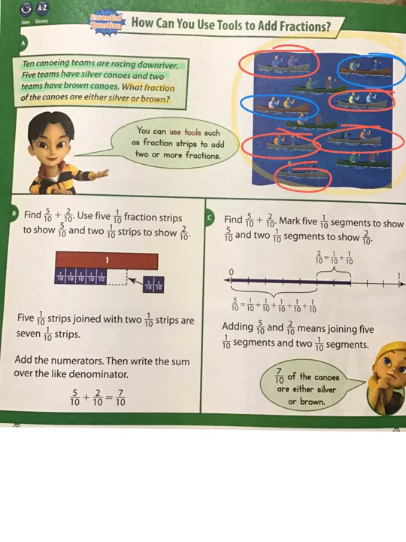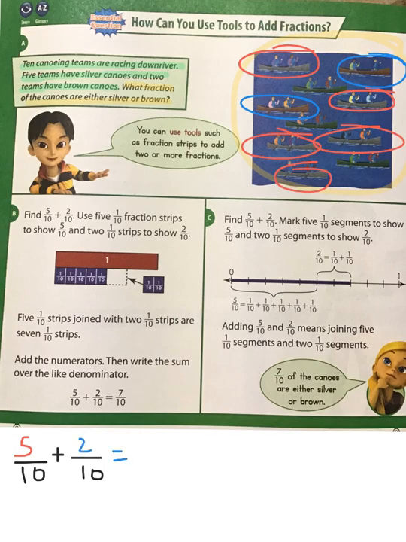We have to write fractions for both of these canoes out of how many there are. So if I know that there are 10 canoes, that's going to be my denominator. And out of the 10 canoes, 5 of them are silver. Plus, we're adding them because we want to find out how many are either silver or brown. When we look at the brown canoes, we know that there are a total of 10 canoes, and out of the 10, 2 of them are brown.